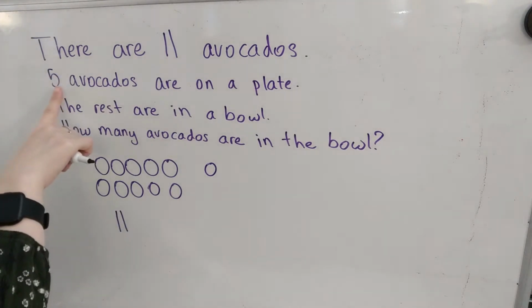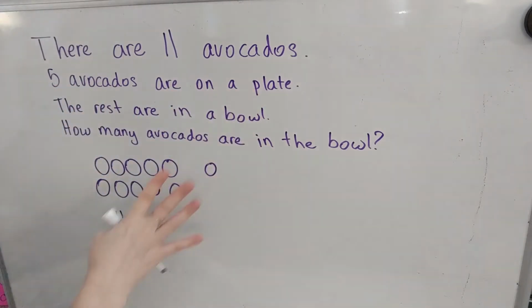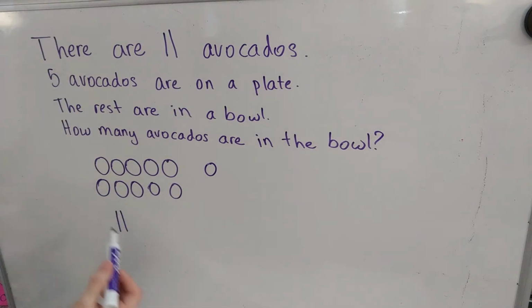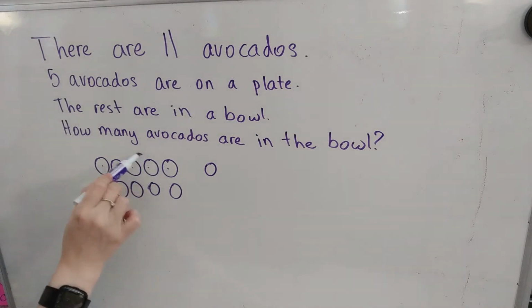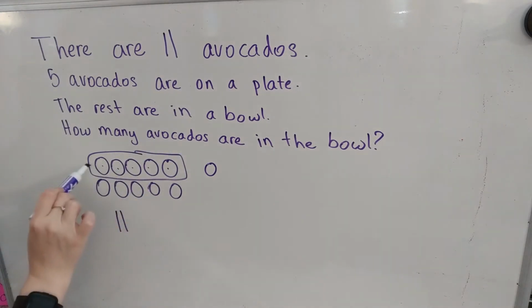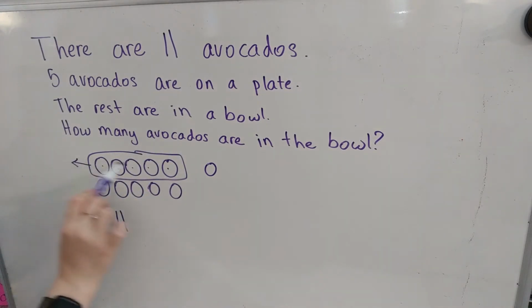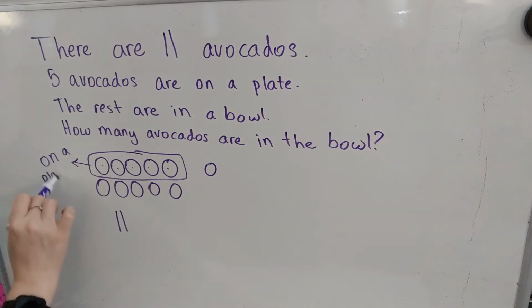Now we continue reading. It says 5 avocados are on a plate. So 5 of these avocados are on a plate. I'm going to draw a circle and mark the ones that are on a plate. 1, 2, 3, 4, 5. I'm going to circle those. 5 of these avocados, and I'm going to draw an arrow. These are on a plate.